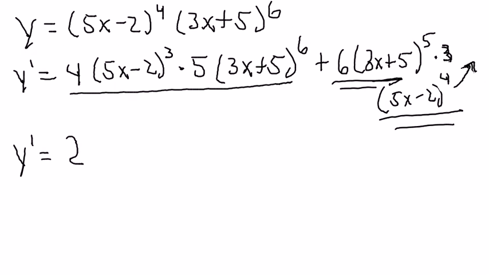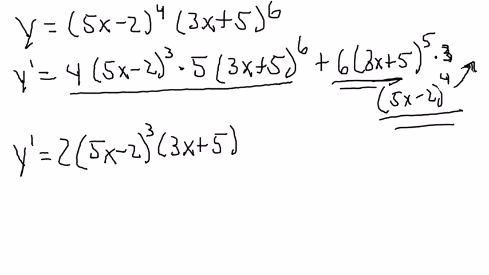And then after the 2, we want to find out how many 5x minus 2's they have in common. This one has 3. That one has 4. So we have (5x minus 2) cubed in common. And then how many 3x plus 5's they have in common, and they have 5 of those. So (3x plus 5), and like I said, they have 5 of those in common.